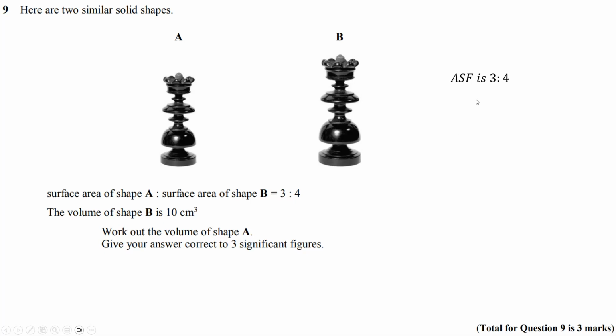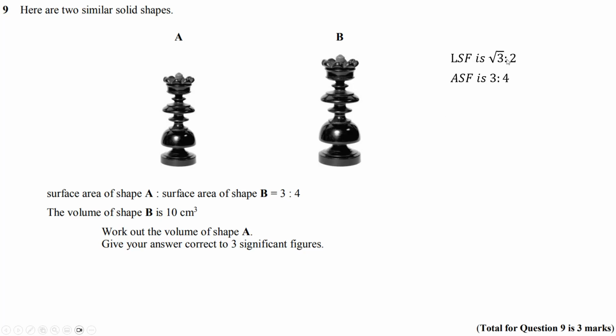Now, the length scale factor is the square root of the area scale factor. So square root this. The square root of 3 is just square root of 3. The square root of 4 is 2. We're only taking the positive answer because we're thinking about lengths and areas and volumes, and you cannot have them be negative. Now we've got the length scale factor. If we cube this, we'll get the volume scale factor, because that's how it works.